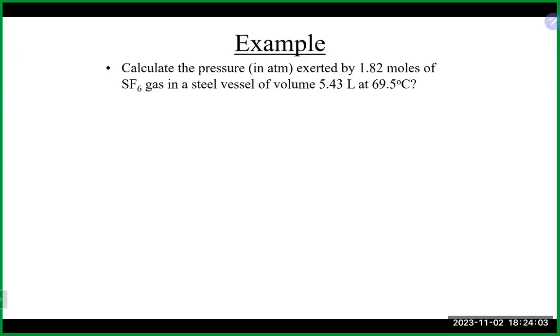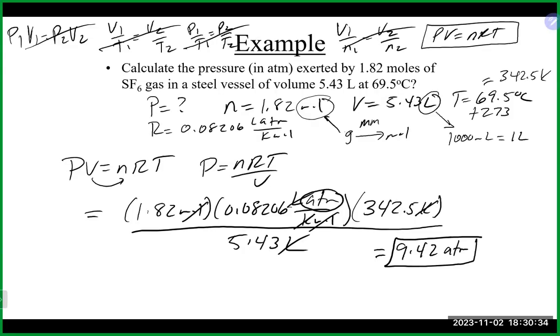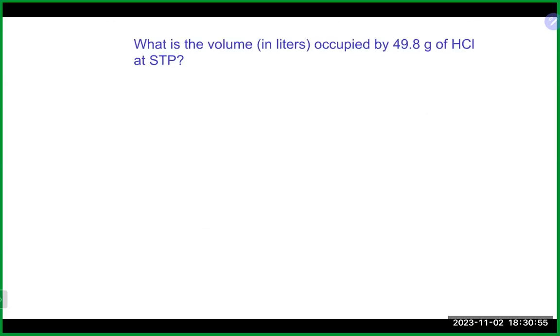Calculate the pressure if we have 1.82 moles of... Any questions on that one? So again, we got our moles, our gas constant, and our temperature at 342.5 divided by our 543 liters gives us our 9.42 atmospheres. Let's take a look at another one here.